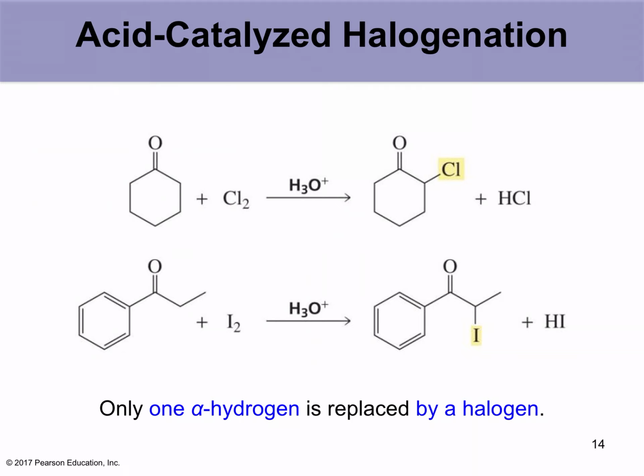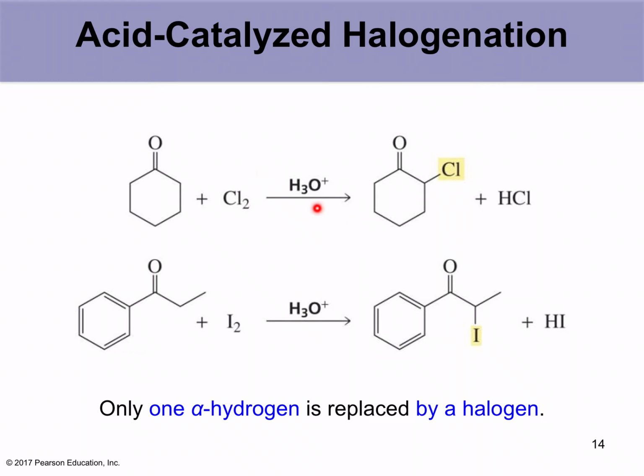Acid catalyzed halogenation. Now if you have a carbonyl group in the presence of a halogen like chlorine or iodine, we can add either chlorine or iodine or any halogen onto the alpha carbon atom. So this is the alpha carbon. You see the chlorine is added to the alpha carbon. Iodine is added to the alpha carbon.